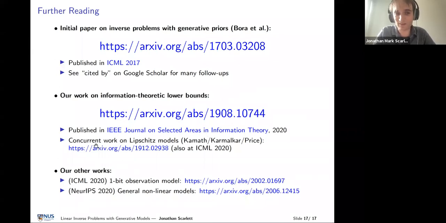I should also mention there was some concurrent work by Eric Price's group. They used fairly different techniques to ours based on reduction to communication complexity. So very nice, complementary techniques, which have their own advantages as well. I believe they only focused on the Lipschitz case and not the ReLU network case. But on the other hand, their paper also went into more detail in other aspects. So definitely have a look at that if you're interested.